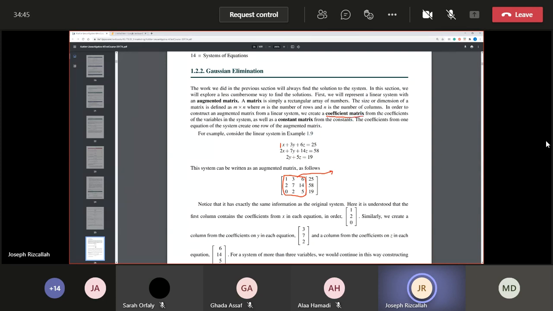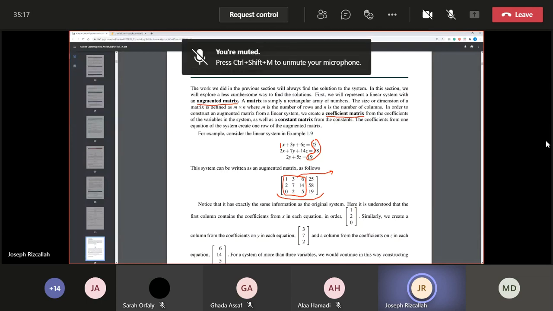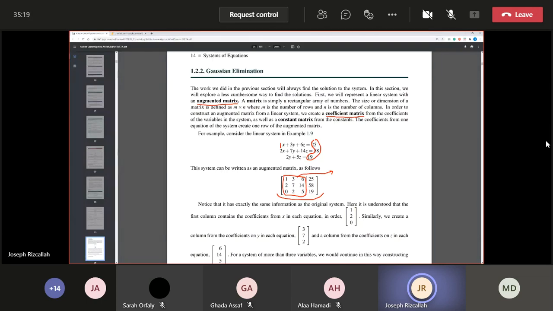Okay, and now the right-hand side, all these numbers, we put them in a separate column. This column here, you see 25, 58, and 19. And together, the right-hand sides and the coefficient matrix give you a new matrix, which is called the augmented matrix. Augmented means it is expanded, and this means it is the coefficients and the right-hand side. So the augmented matrix of any system is just the coefficients of the unknowns and the right-hand side. Let me show you on this example.